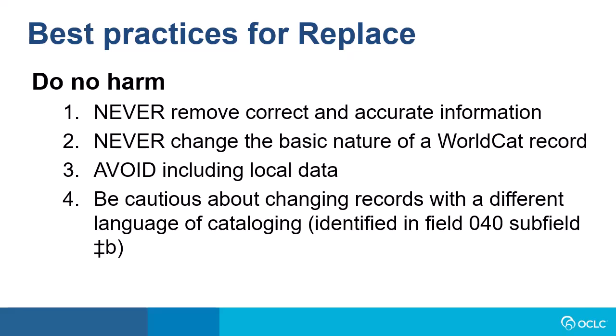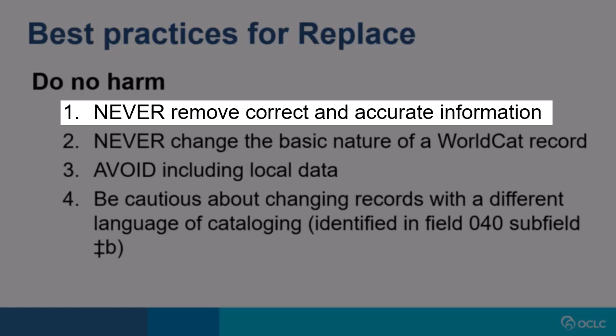So first, do no harm. This means you should never remove correct and accurate information from a record. For example, even if your library doesn't use certain subject headings, there are very likely other libraries accessing the WorldCat record that do use these.